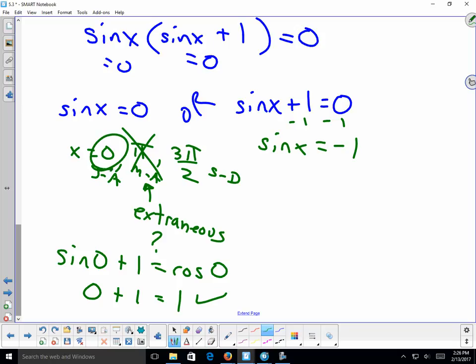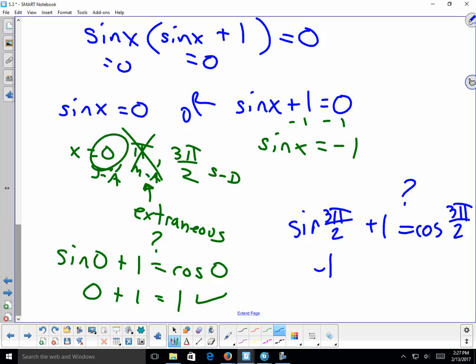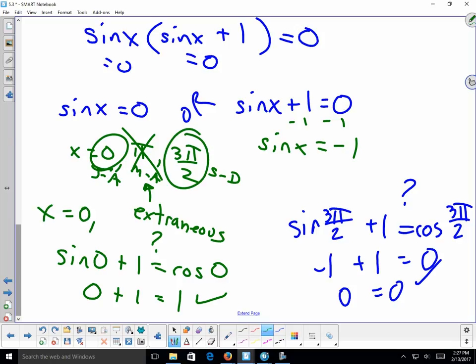How about the 3 pi over 2? Does it work? Sine of 3 pi over 2 plus 1, is that equal to cosine of 3 pi over 2? Sine of 3 pi over 2 is negative 1, right? Plus 1 should equal 0. Is that what the cosine of 3 pi over 2 is? So that one works. So we like this one and we like this one as our solution. So x equals 0 and 3 pi over 2 are the only solutions that work. Pi is extraneous. Are we okay with this?